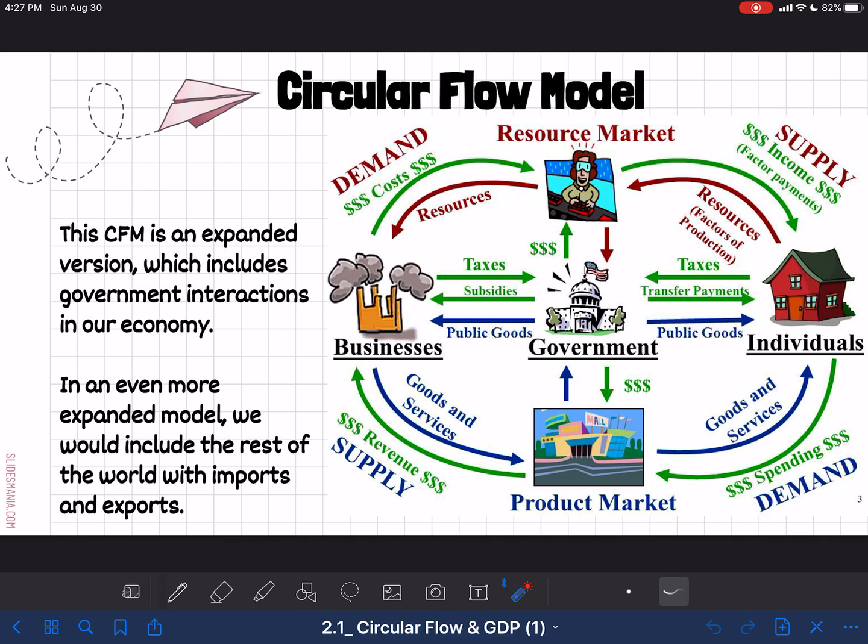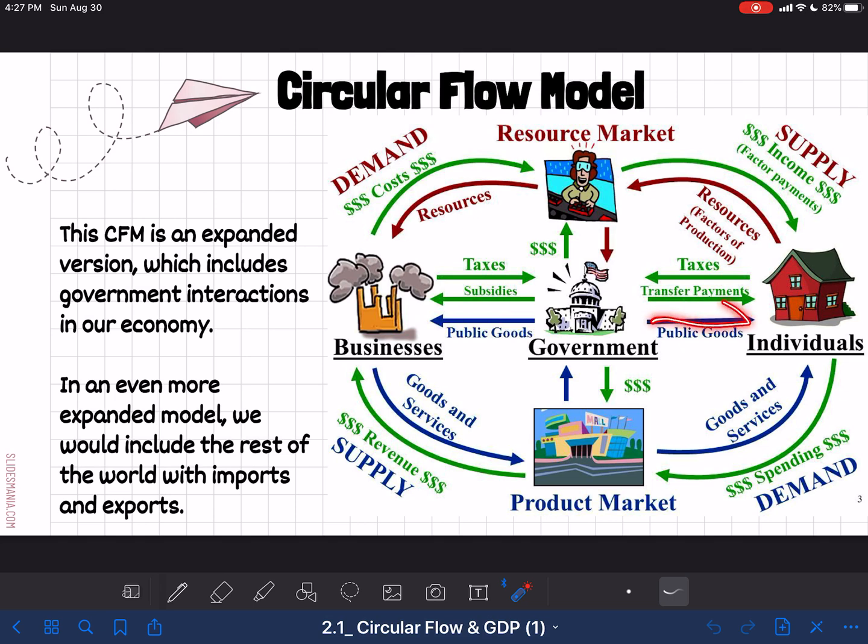You can see that everyone is paying taxes. So businesses pay taxes to the government. Households pay taxes to the government. In return, the government can provide a subsidy to businesses. We talked about that in Unit 1. It's that government assistance to industries, and then transfer payments to households as well. This would be social security, unemployment, some type of welfare benefit as well would be considered a transfer payment.